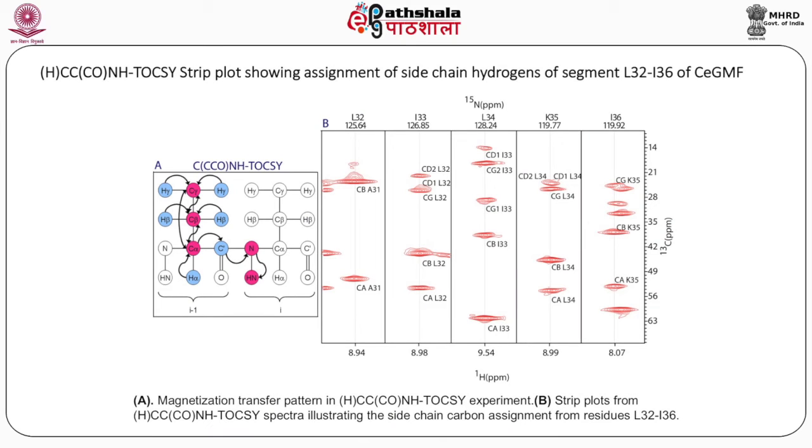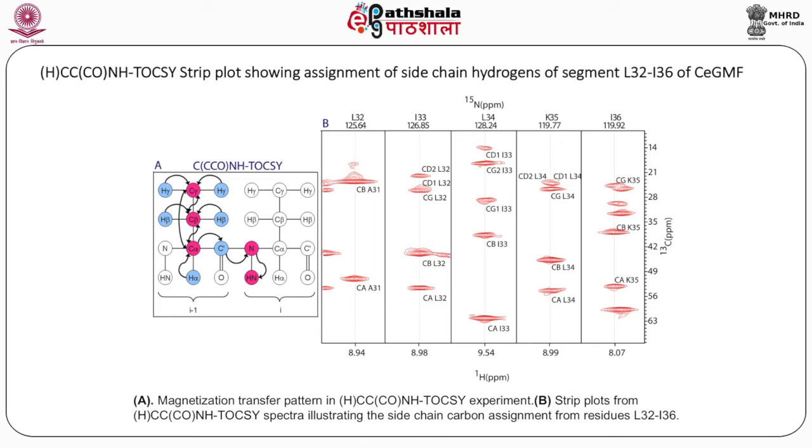Now, in this experiment, again what you see are the HCCONH TOCSY strip plot showing assignment of side chain hydrogens of segment L32 to I36 of CEGMF. On the left side, you see the magnetization transfer. The only difference from the previous experiment is that the magnetization again starts at the protons and is transferred to the directly attached carbons, and an isotropic mixing sequence is applied.